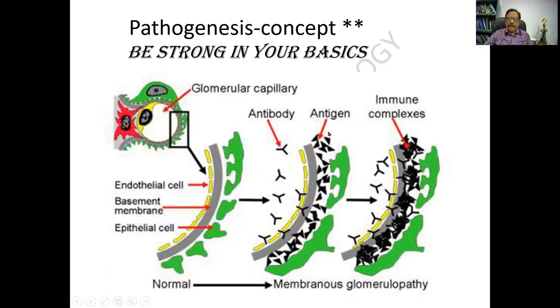There can be some antigens which are planted or implanted in the subepithelial region. And there can be antibodies which are produced in our body. They together form a complex, the antigen antibody complex, also called the immune complex. And these get deposited in the subepithelial region of the basement membrane, leading to a membranous glomerulonephritis or glomerulopathy.